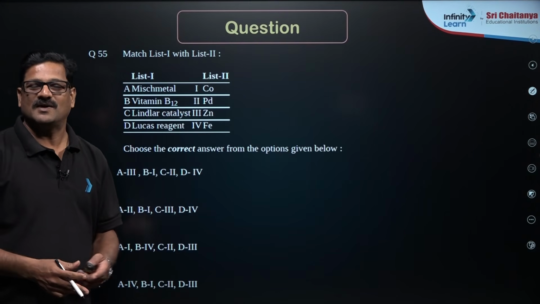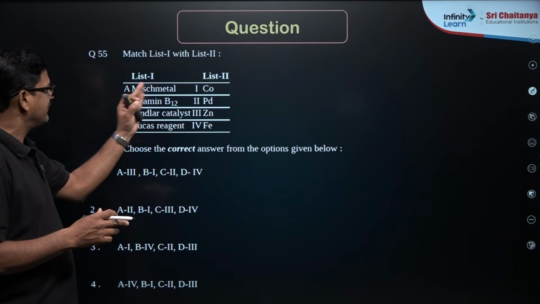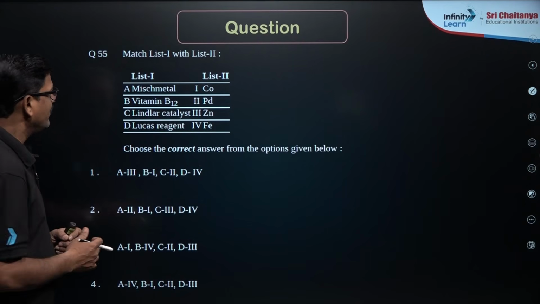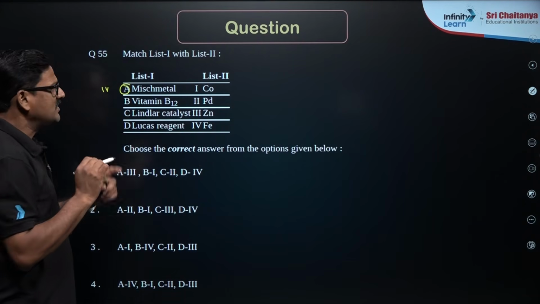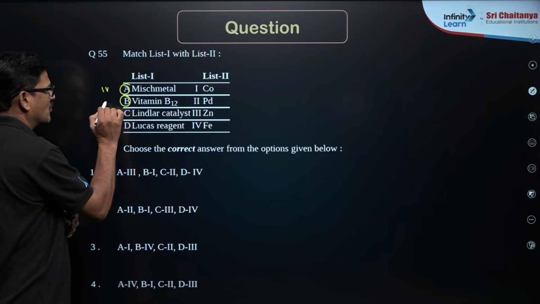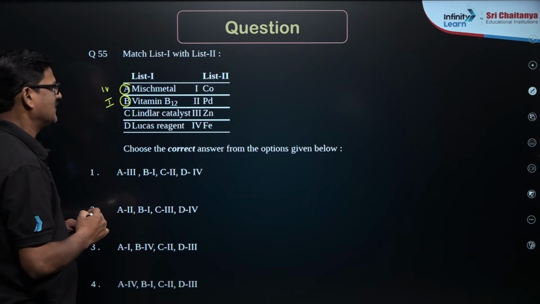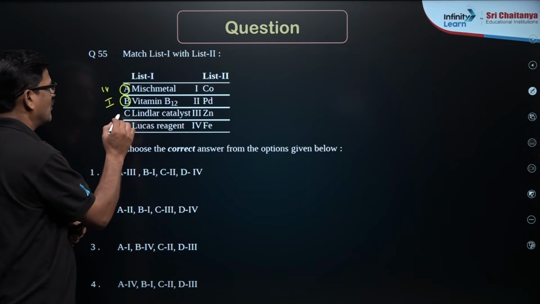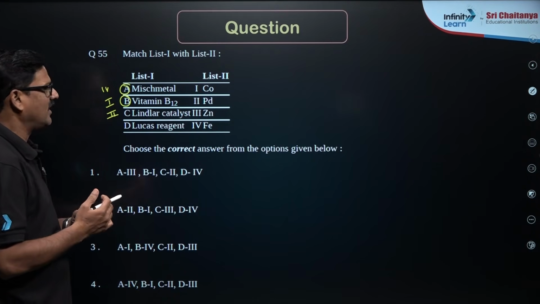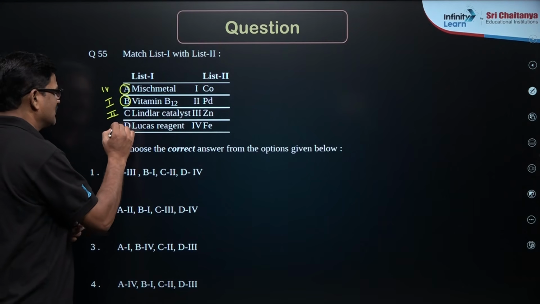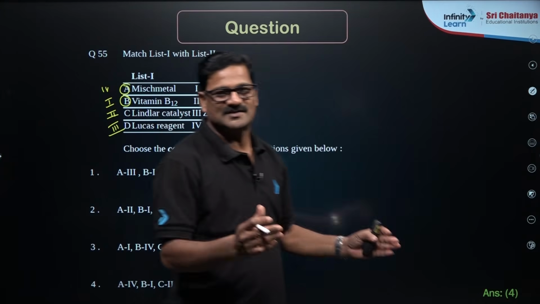Students, this is all about vitamins, or you can say vitamins and the metals present in various sources. Haemoglobin, the metal iron is present. Vitamin B12, you can say cobalt, cyanocobalamin. Lindlar's catalyst, you can say Pd in BaSO4. And Lucas reagent is zinc chloride and concentrated HCl. So these are the combinations. Option 4 is the correct answer for this question.